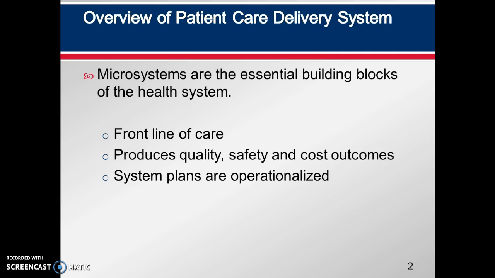There are studies out there that have shown an association between the microsystems and patient safety and quality. They've also been known to produce quality, safety, and cost outcomes. They are also the front line of care, so this is where a lot of the care is taking place. It's where the plans are implemented and change is tested. In the next couple of slides, we're going to be highlighting 9 characteristics or areas of a microsystem and how they impact healthcare delivery.